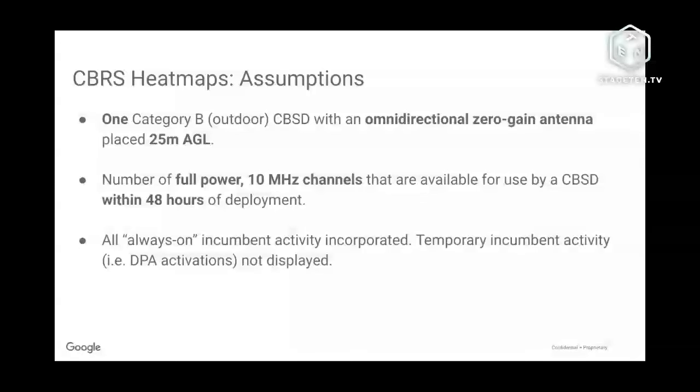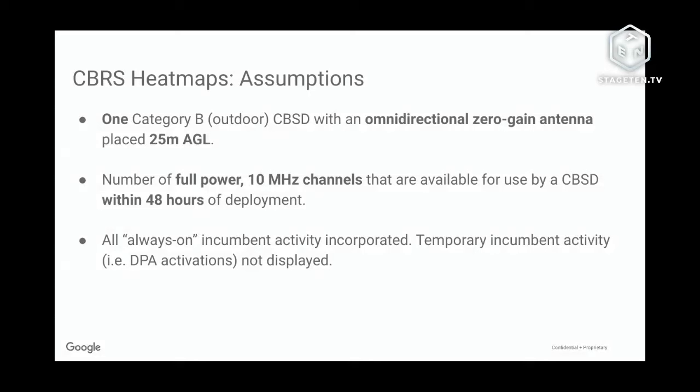Next assumption, all always-on incumbent activities incorporated. So this includes places like Table Mountain, the National Radio Quiet Zone, U.S. borders, GWPZs, FSS, GWBL, ESCs that have to be protected from interference. We account for that as well. Out-of-band DPAs, which are always on and impact pretty much the entire CBRS spectrum, those DPAs are accounted for. So any always-on incumbent activity is incorporated into the channel count in the heat map.